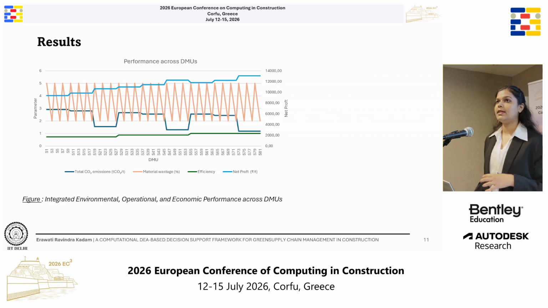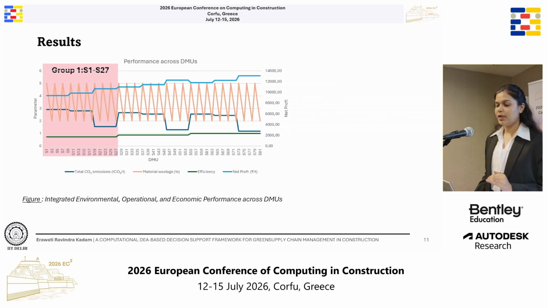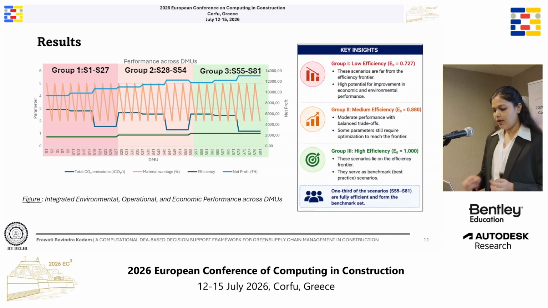These results are in three categories, because I have three sets of parameter levels. S1 to S2 gives the 0.72 range of efficiency. The second group is efficient up to 0.88, and the third is the most efficient group, which shows an efficiency of one. As the first group is showing lesser efficiency, it has the scope to improve its environmental as well as other aspects of its operations.